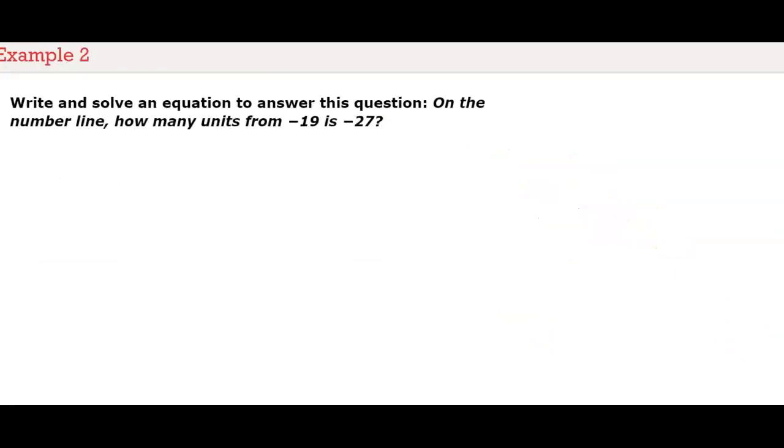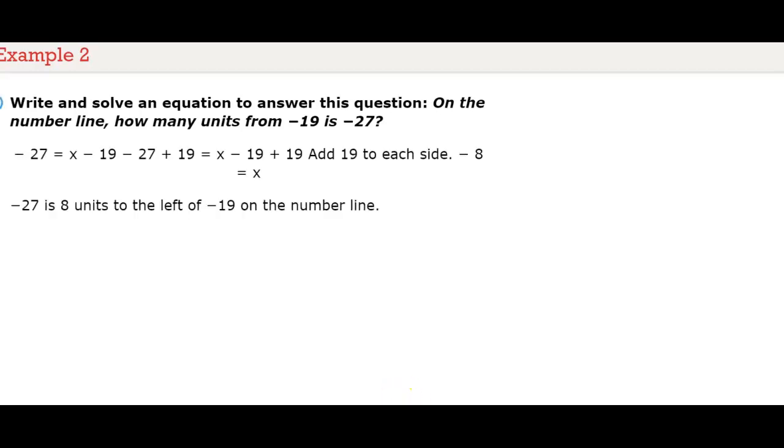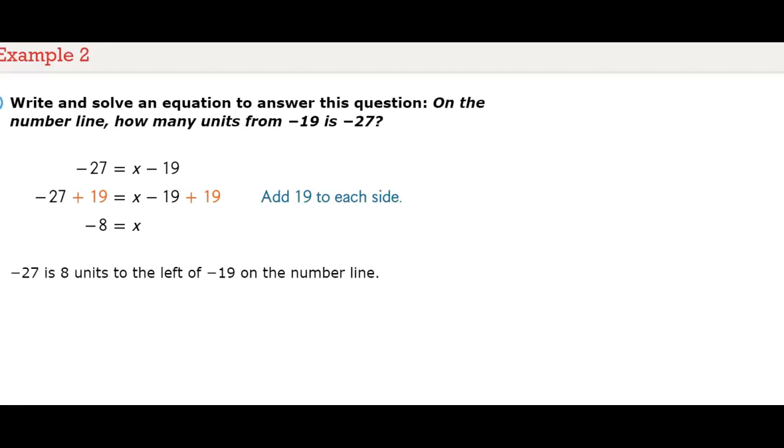Write and solve an equation to answer this question. On the number line, how many units from negative 19 is negative 27? Negative 27 is equal to x minus 19. X represents the number of units it's away from negative 27.